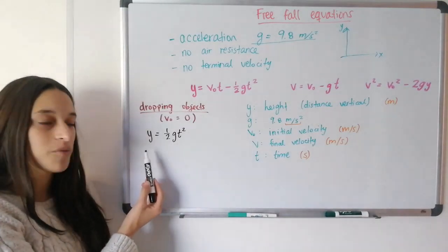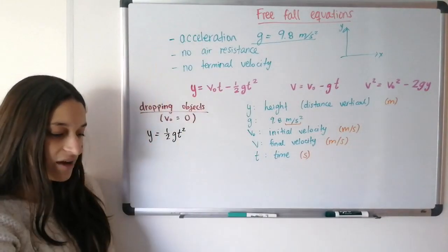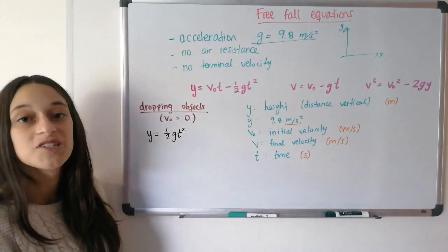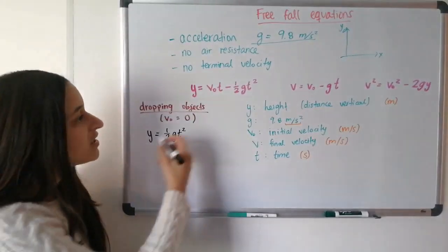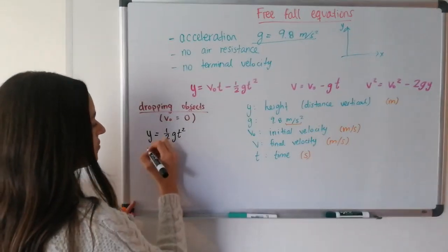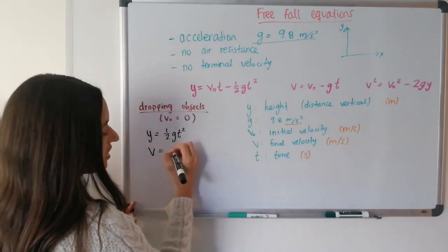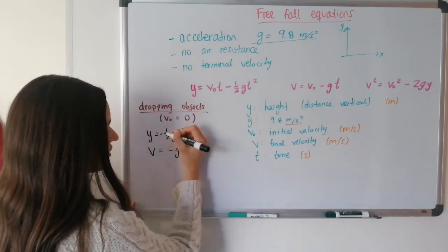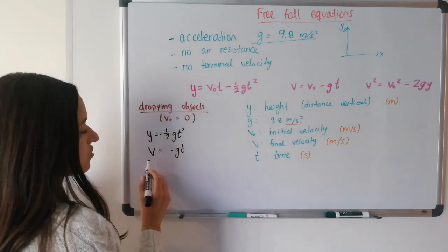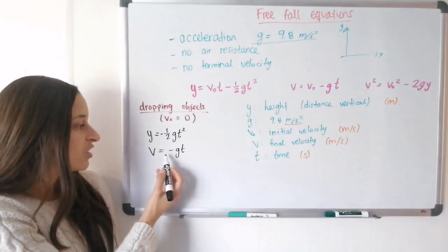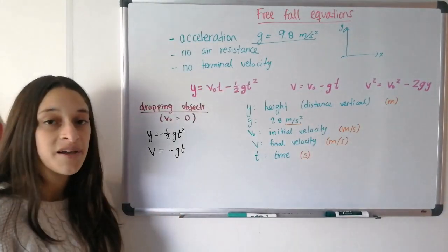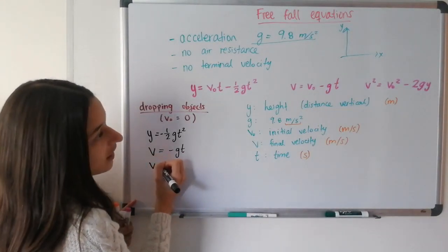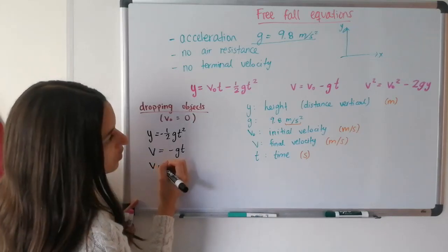So the height of the object, how far down it goes, is going to be equal to 1/2 times g, which is 9.8, times the time squared. Now in this one, we cancel out the v0. V will be equal to negative g times t. Okay, I forgot the negative here. So the final speed of the object will be equal to negative 9.8 times the time.